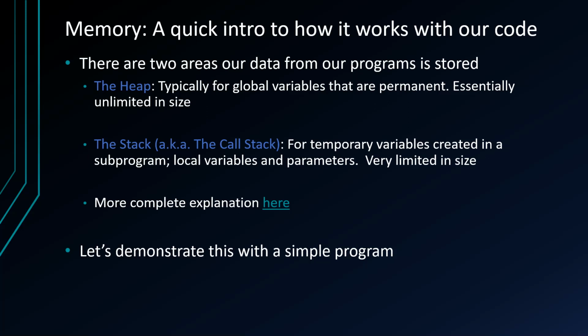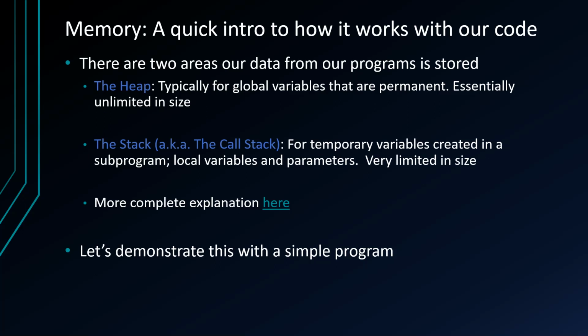There are two areas where our data from our programs is actually stored. The first area is called the heap. Typically, this is for global variables that are permanent. Essentially, we have unlimited size in the heap. You might think, well, we're limited by our RAM, but we're actually not.